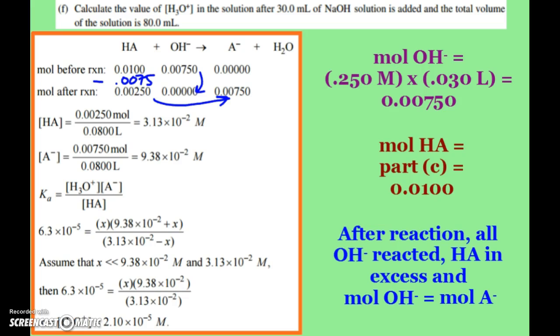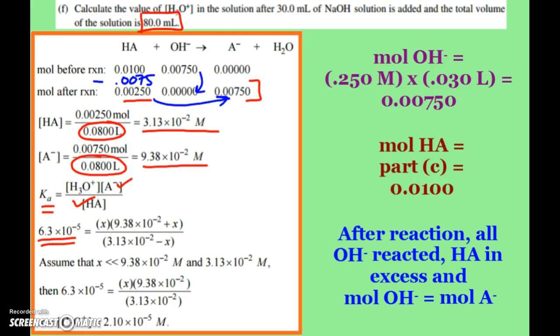So our acid concentration is our 0.0025 moles divided by 0.08, because our total volume is 80 milliliters. So that gives us that molarity. The concentration of our conjugate base is our 0.0075, again, divided by my 0.08 liters. I get that concentration. So now I know my acid concentration and my conjugate base concentration. I know my Ka, it was given to me before, so now I can solve for my hydronium concentration.